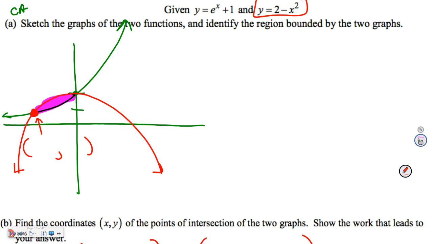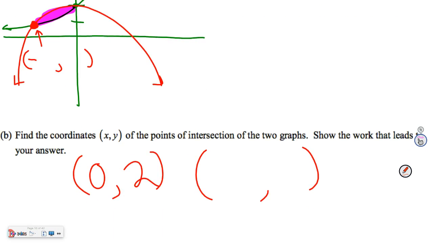It's going to be negative something. Negative 0.715. Okay, negative 0.715. I'll take it. And 1.489. 1.489. Thank you very much. All right. So there's my points of intersection.